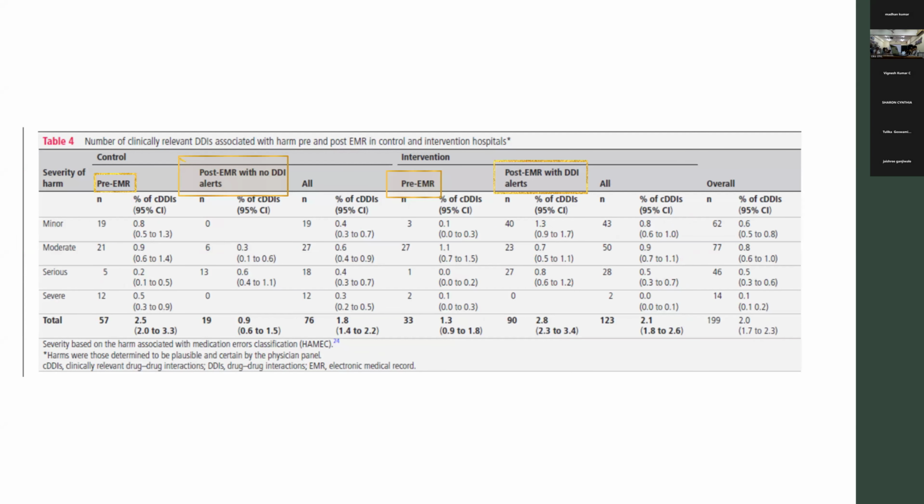This is one of the secondary outcomes. They looked at harm pre and post. So this is just for the numbers. They have actually given the numbers of each of the harms associated with the DDIs. So if you look at these boxes, pre-EMR in the control group was 57, post-EMR was 19. But here pre-EMR is 33, post-EMR with alert in the intervention group somehow has increased to 90. So the only way to explain is probably they were sicker patients with more admissions in different cohorts.